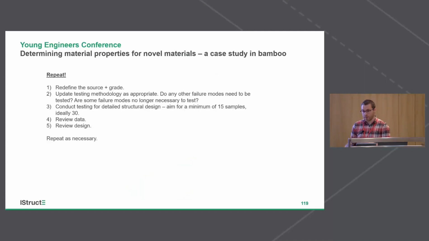So now we've done that, now we have to repeat the cycle to get basically more reliable results. So we redefine the source and grade. We've learned a lot from that process. We go back, we need to change that source, change the grade slightly. We should update the testing methodology as appropriate. There'll almost certainly be some changes.